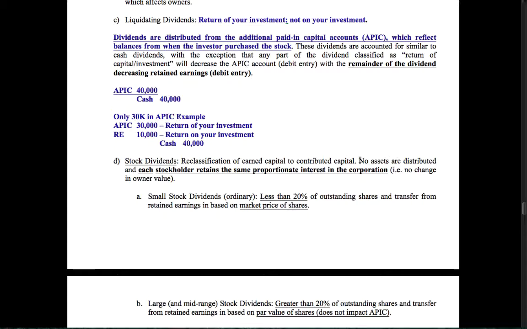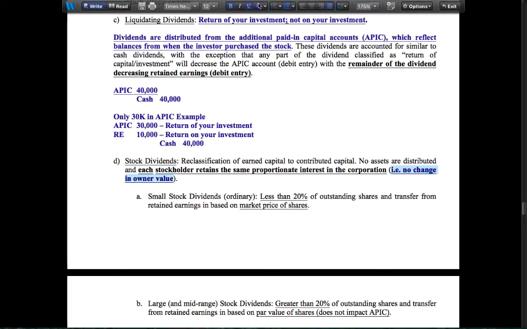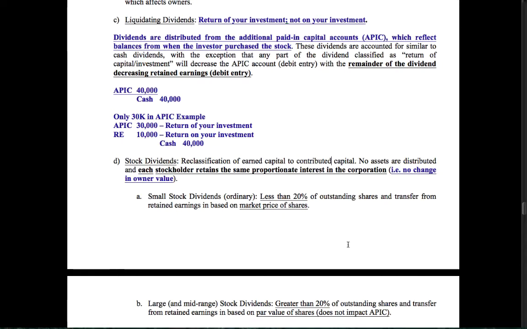It's key to note here that there are no assets distributed under stock dividends, and each stockholder will retain the same proportionate interest in the corporation. Therefore, there is no change in owner value. That is key to note from a conceptual standpoint of stock dividends. There's no change in the owner value whatsoever. You are essentially just reclassifying the earned capital part of equity to the contributed capital part.